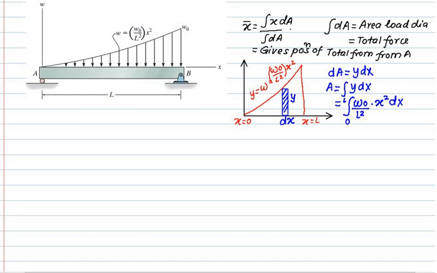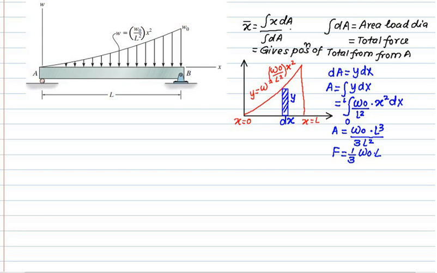You have y equal to w0 by L square x square multiplied by integral dx. W0 by L square is constant. Integral of x square is x cube by 3. So what is the final answer? Check the equation of centroid. The equation of centroid is integral x dA upon integral dA. Integral dA we already solved, so we have got 1 by 3 w0L.